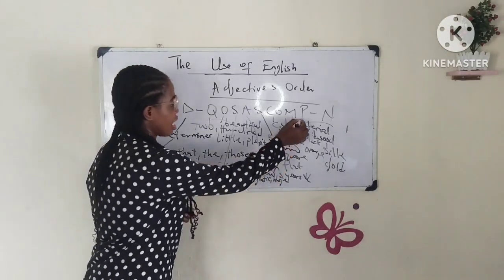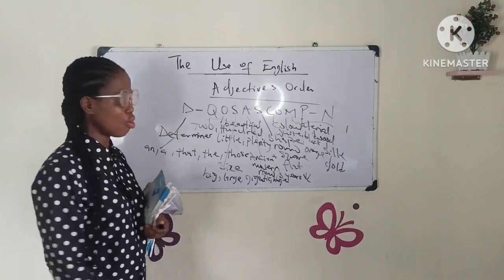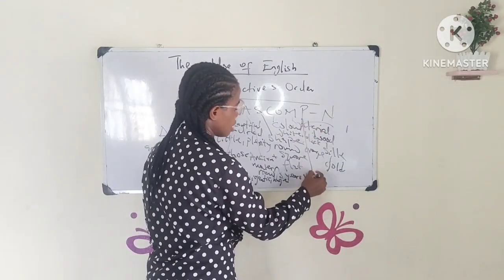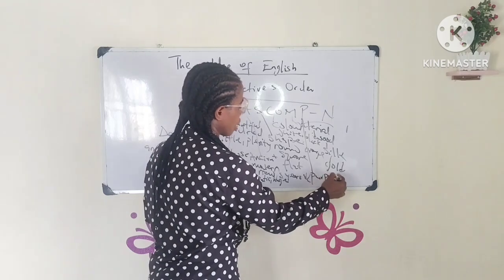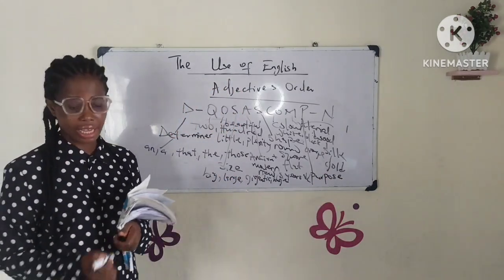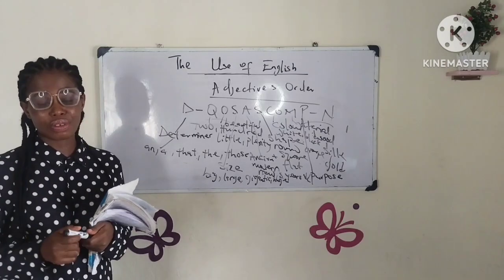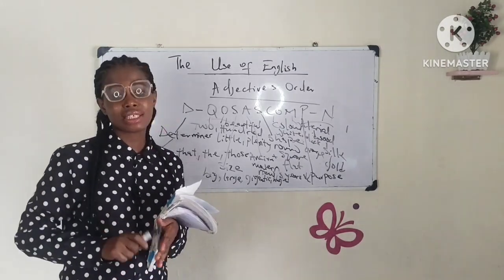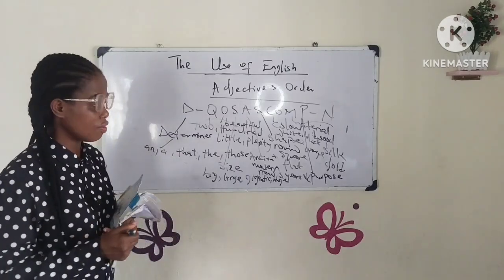You have P. Okay, now this P stands for purpose. What's the purpose of the noun? What's the use of the noun? The noun that is being described, is it for cooking? Is it for sweeping? Is it for sleeping? What is it used for? Okay, what's the use of the noun?